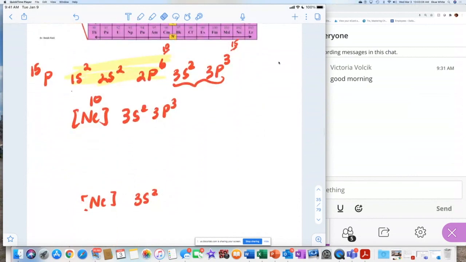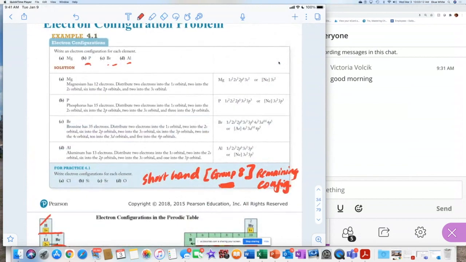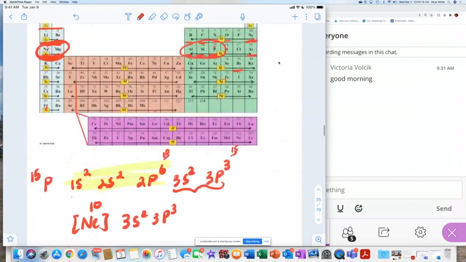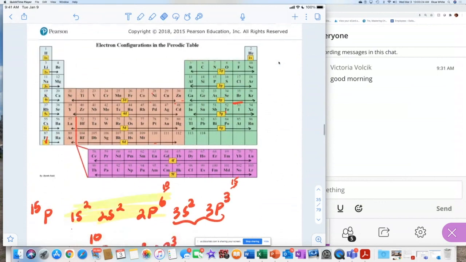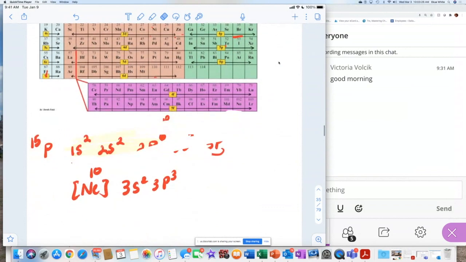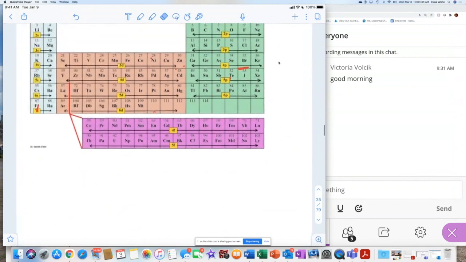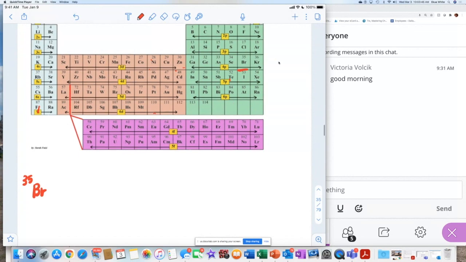Okay. What's next right here? Let's see. I did phosphorus. I did magnesium. These two are done. Now bromine. Bromine is all the way down here. So let me go ahead and erase the rest of these, and that will help me out. Okay, for bromine, as the atoms get bigger and bigger and have more electrons, you appreciate the shorthand configuration, right? So bromine has 35 electrons. Okay, so we'll keep going until we get to bromine.